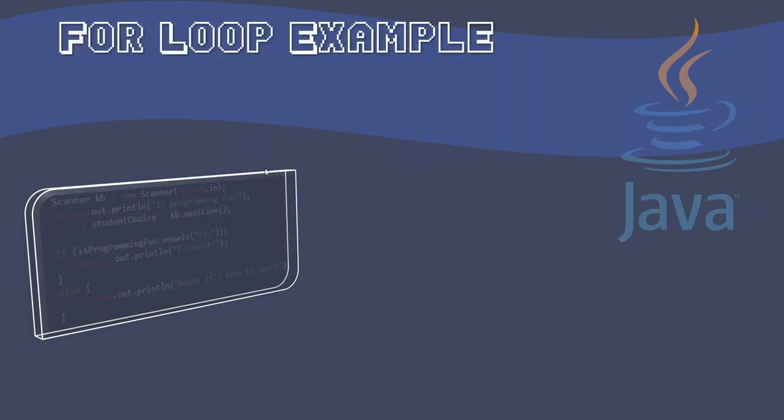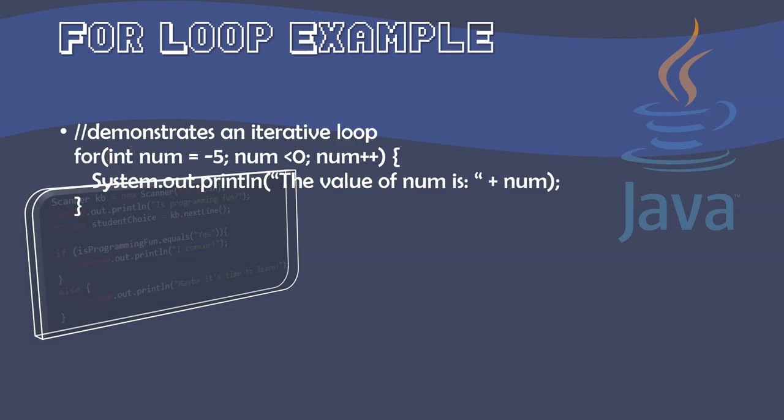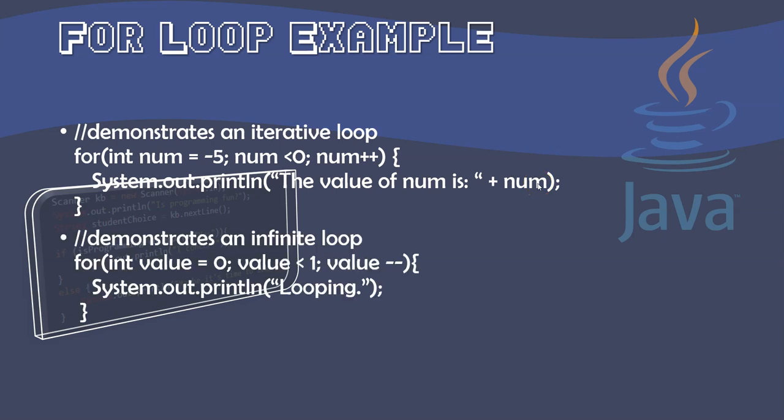Now, if we look at this with an example, we will notice that in comparison with our while loop, we do still have a very similar structure here, but our iteration is no longer inside the loop. It now happens up here in the loop header, which is fine. So it's System.out.println, the value of num is plus num. If we look at the infinite loop, it's the same thing here.